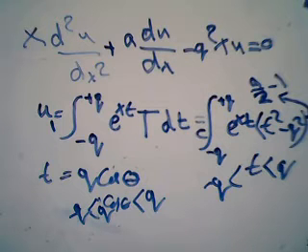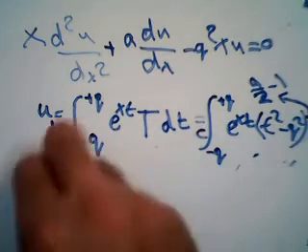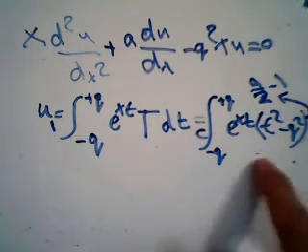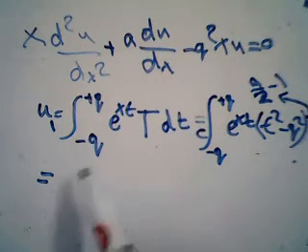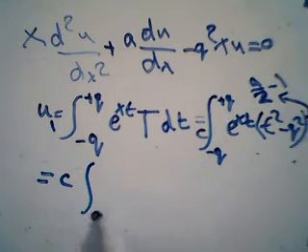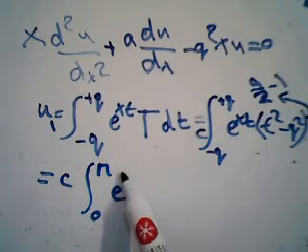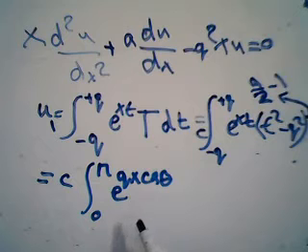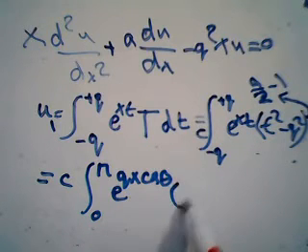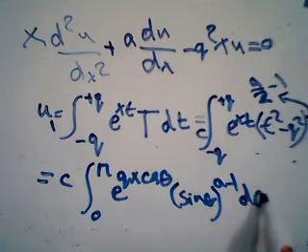Okay, so let's do that. That would be equal to c, the integral from 0 to pi of e to the qx cosine theta, sine theta to the a minus 1 d theta, sorry. Okay.